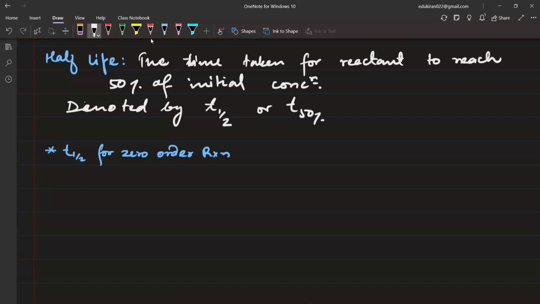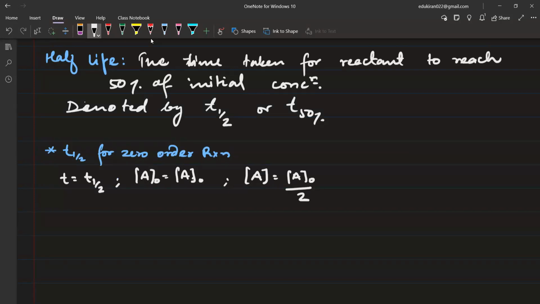Now please see T half for zero order reaction. Look carefully. That means you have to find T half. So T will be T half, and A naught will be A naught, the initial concentration. What is A, the remaining concentration? The time taken for reactant to reach 50% of initial, so 50% is left. That means A is equal to A naught by 2.